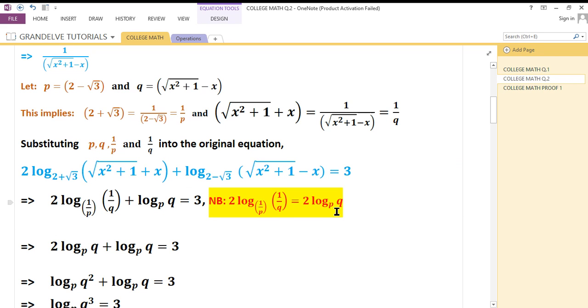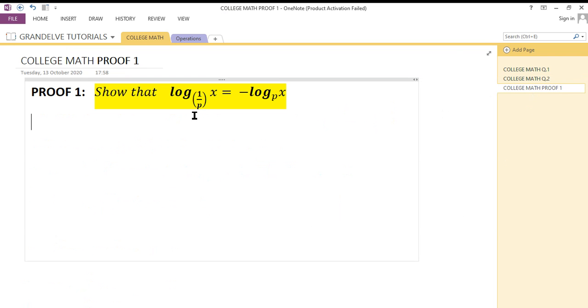We try to remind you that in our previous video, we promised proving to you why 2 log 1 over q base 1 over p is the same as 2 log q base p. However, we think it would be better we start by showing to you why log x base 1 over p is also the same as negative log x base p.